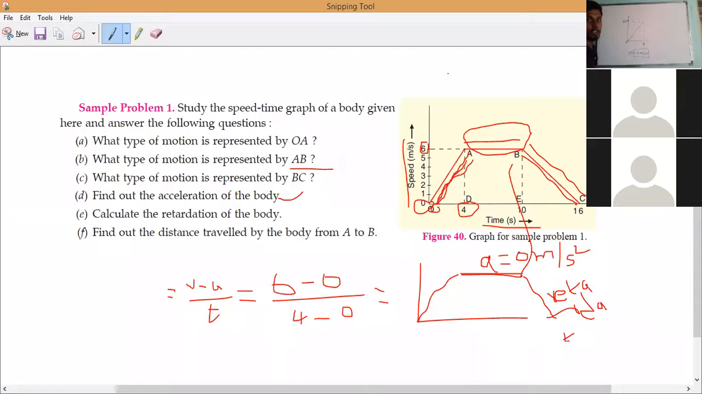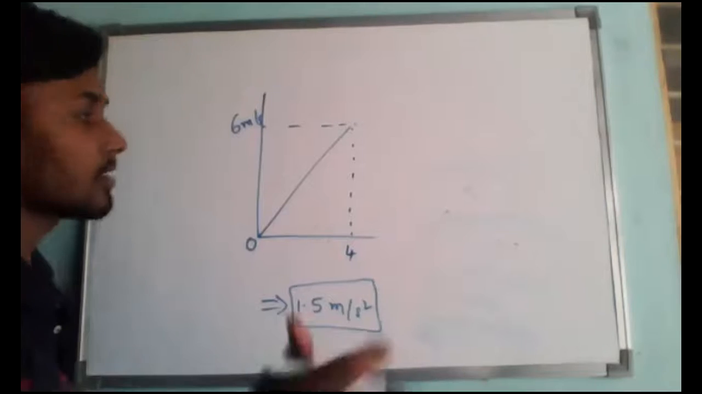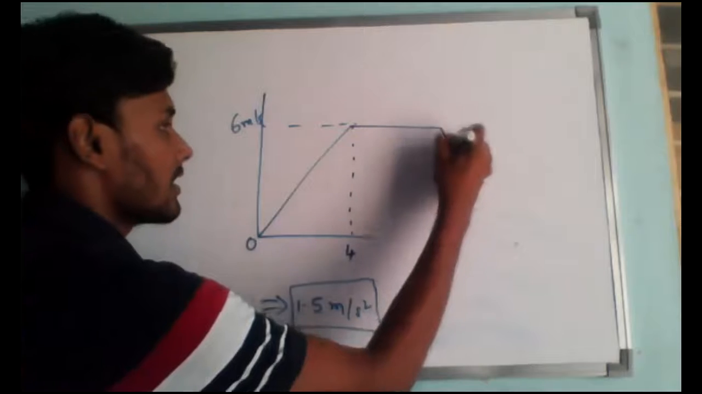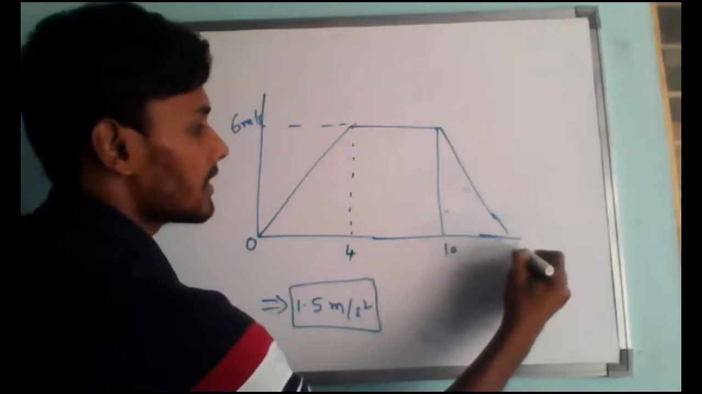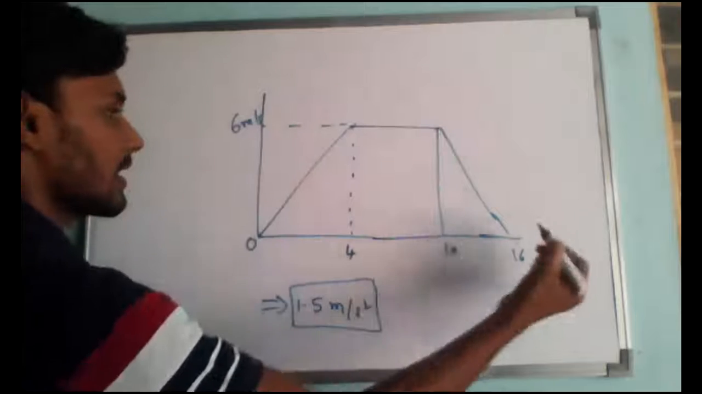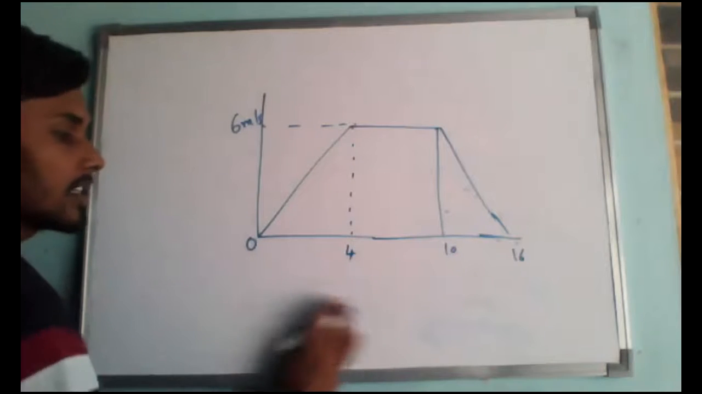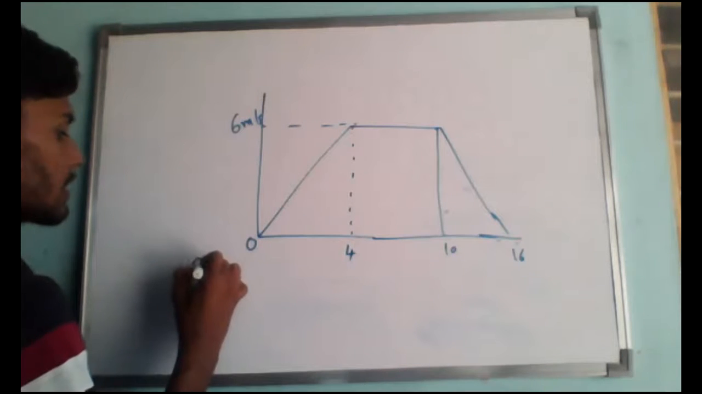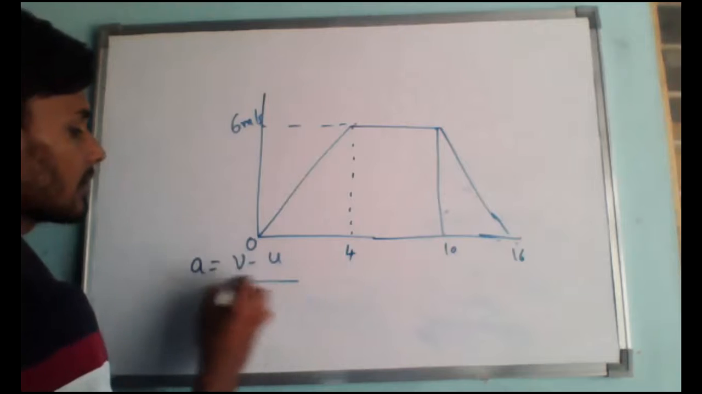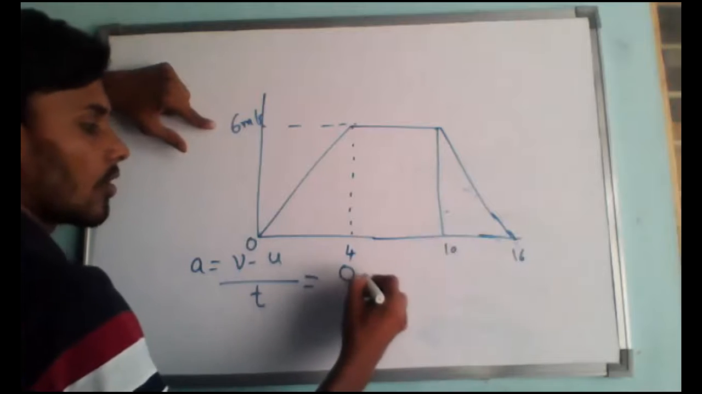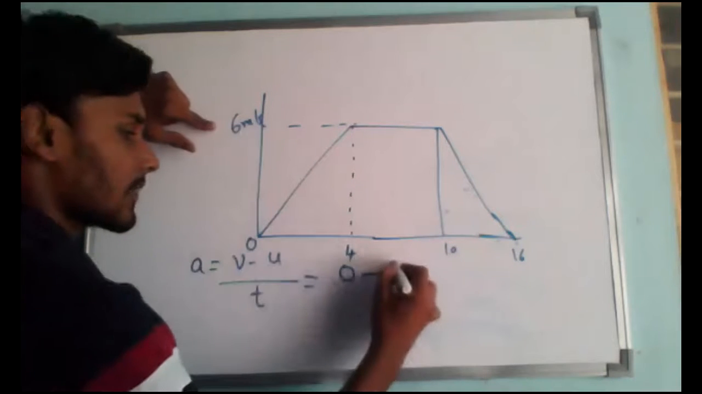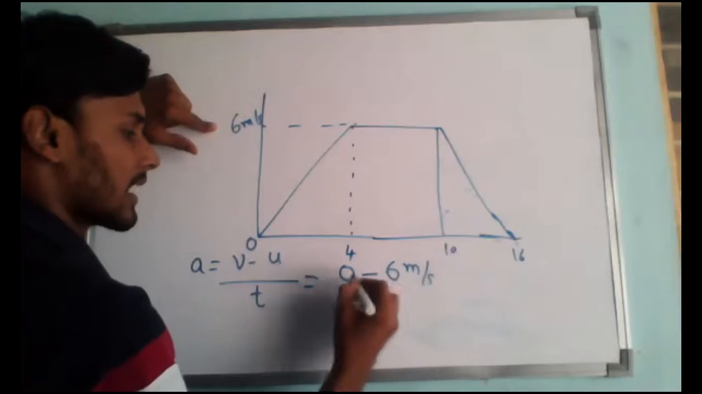So now go for reverse, understand? They are asking for retardation. The time is 10 seconds to 16 seconds, and the speed is 6 meter per second to 0 meter per second. Again, what is the retardation formula? Same. Acceleration equals final velocity minus initial velocity divided by time taken. What is the final velocity? It reaches 0. So 0 minus, what is the initial velocity? 6 meter per second, divided by time, which is equal to how much?